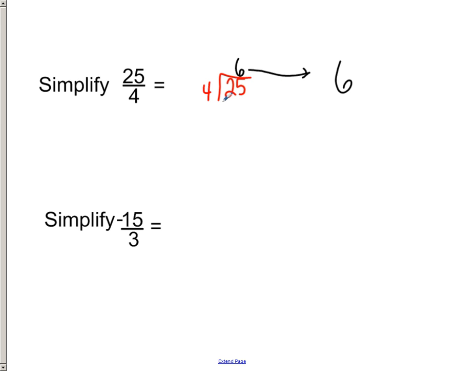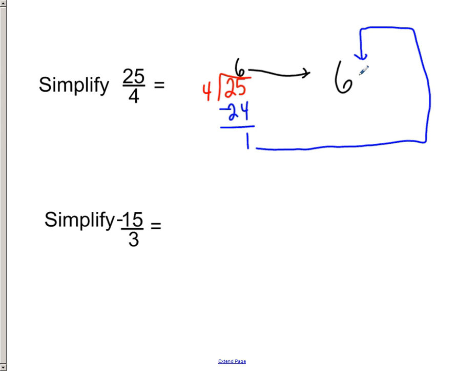At the same time, though, look at how many is left over. If there's anything that's left over, then that becomes your new numerator. So this 1 becomes your new numerator, and we keep the exact same denominator. So there's our answer. 25 fourths is 6 1/4.